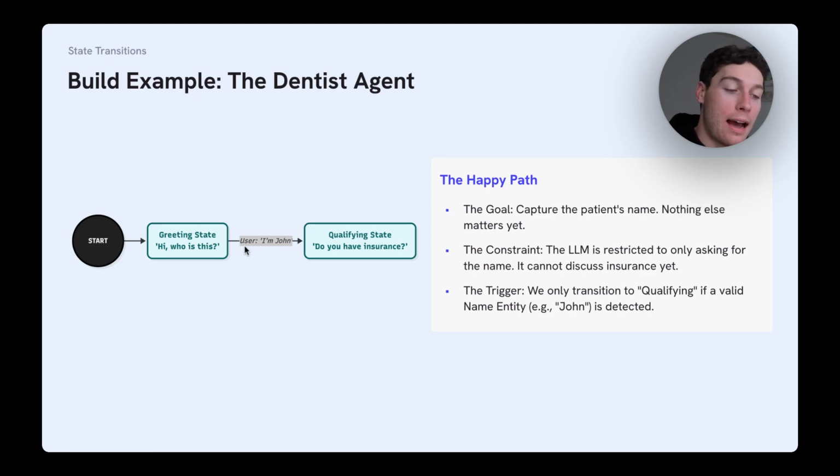Now the user responds, I'm John. In a wrapper, you would just shove that text into the next prompt. But here we use a transition trigger. We run a classification check. Did we detect a name entity? If the answer is true, we would then move to the qualifying state.